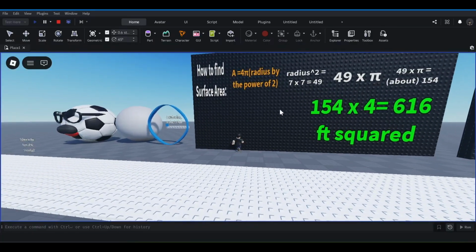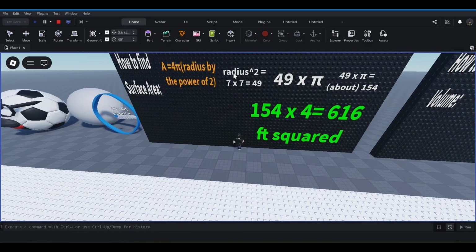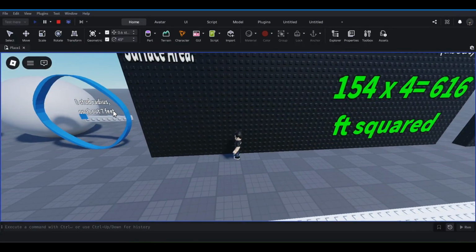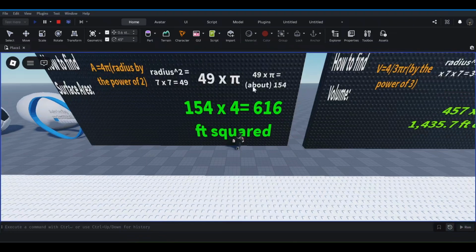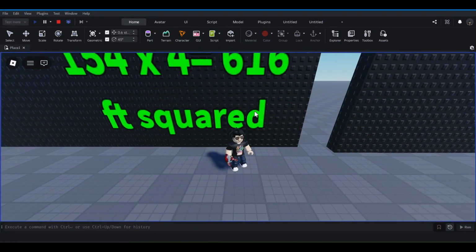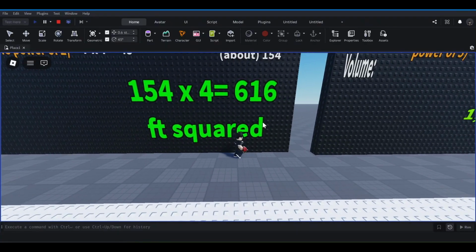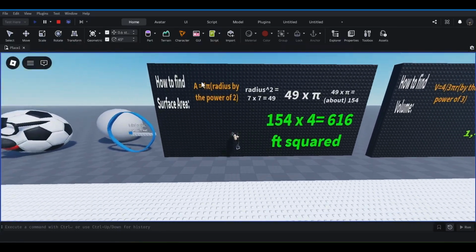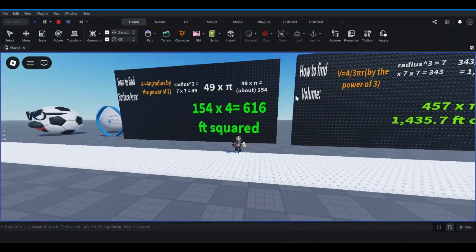So if we go over here to find the surface area, the surface area is 4 times pi times the radius by the power of 2. So the radius by the power of 2 is equal to 7 times 7, which is 49. We already know that 7 feet here. So 49 times pi equals about 154. I put about because if we had all the decimals, then we'd be here forever. Okay, 154 feet times 4, because we still have the 4 from earlier, then it equals 616 feet squared. Okay, and that's how you find the surface area.